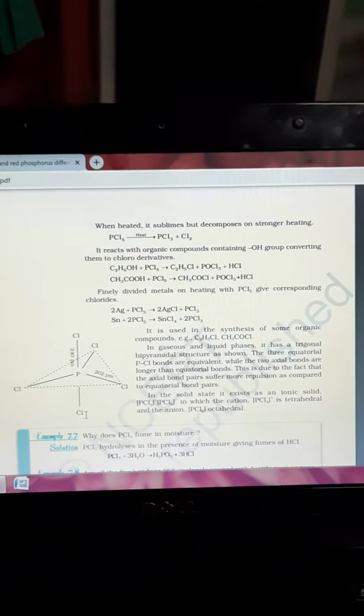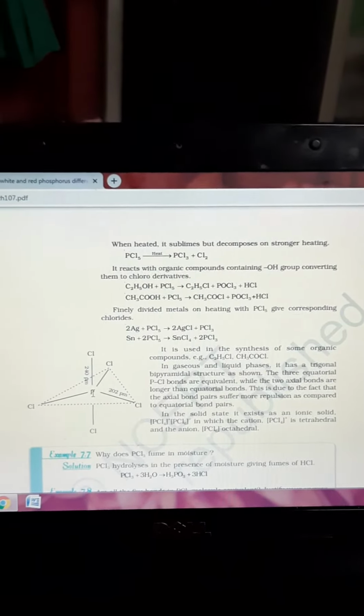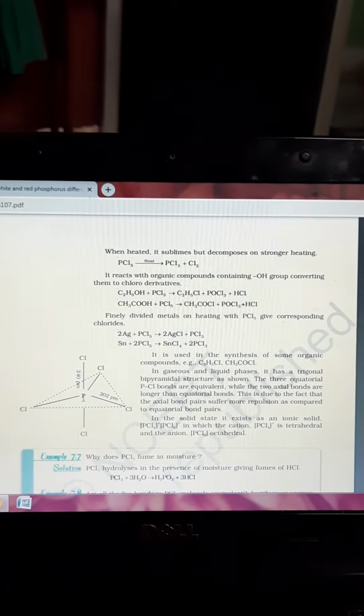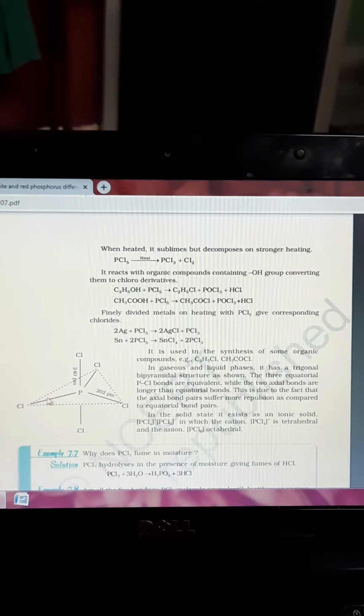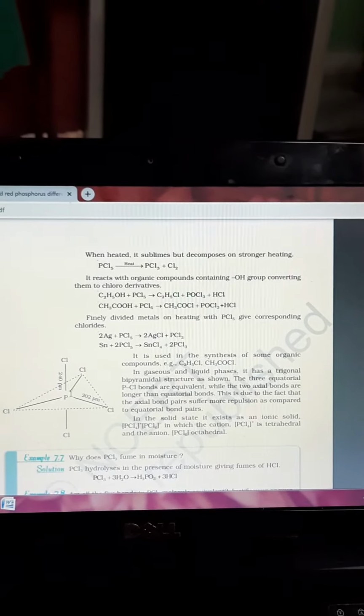It has a trigonal bipyramidal structure. You will have to understand a little bit about the structure. Know it, children? It's important for your joint entrances also. Phosphorus pentachloride is a trigonal bipyramidal structure with the 3 chlorine atoms at the 3 corners. Look at my cursor. At the 3 corners of a regular triangle. These are called the equatorial bonds. Okay. The bonds formed between phosphorus and chlorine in the same plane are called the equatorial bonds.